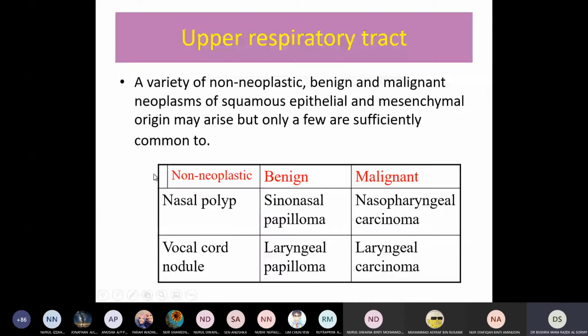So, in the upper respiratory tract, there is a variety of non-neoplastic lesions, and also benign and malignant neoplasms of squamous epithelium and mesenchymal origin. Among the non-neoplastic, we have nasal polyp, vocal cord nodule, benign nasal papilloma, laryngeal papilloma. Malignant, we have nasopharyngeal carcinoma and laryngeal carcinoma.